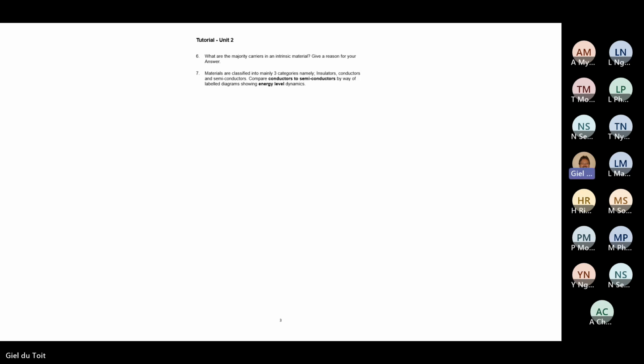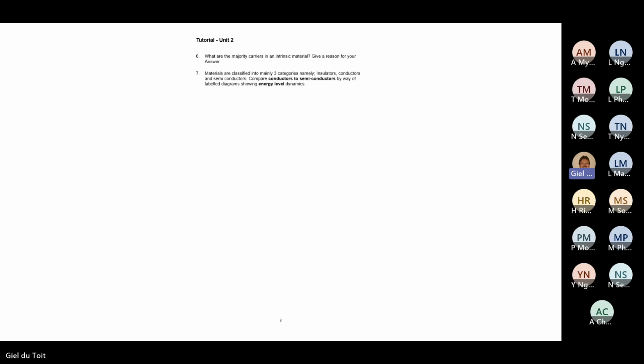And then materials are classified into three categories: insulators, conductors, semiconductors. You must describe them and compare conductors to semiconductors. What are conductors, what are semiconductors, and what are the energy levels in them? The band gap has energy levels. We've told you, when the band gap is very narrow, the energy is very small. However, when that band gap is wider, when we apply voltage over it, the energy will go up and be bigger. Go and read my notes on this stuff so that you can educate yourself.